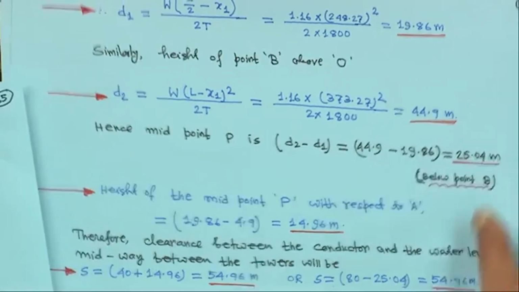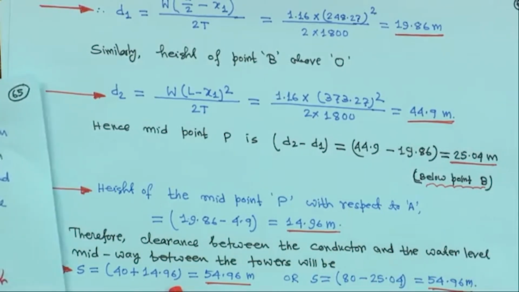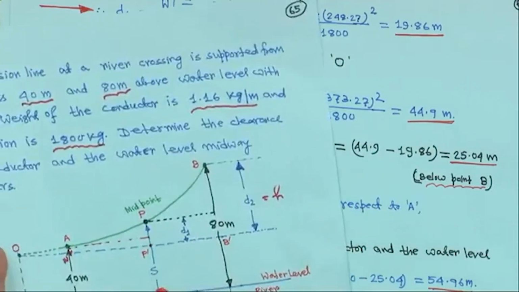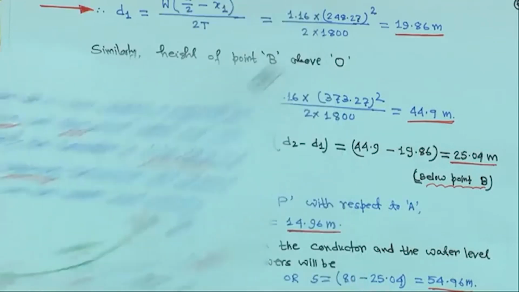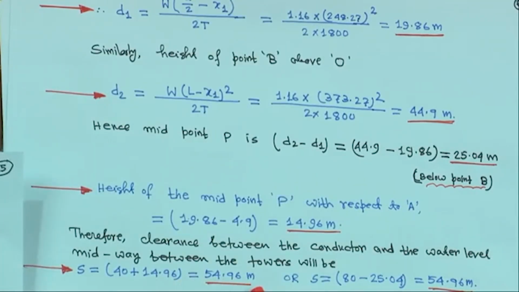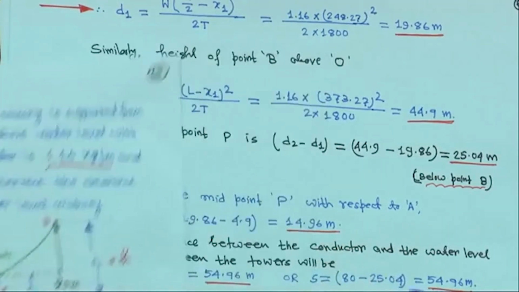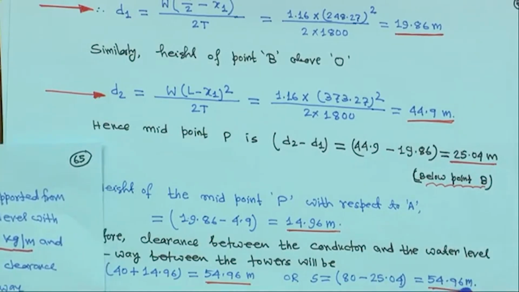So therefore the clearance between the conductor and the water level midway between the towers will be 40 plus 14.96. This is 40, so if this point is A dash, this point is A double dash. From here to here it is 40 plus 14.96, so 54.96 meter. Or otherwise, the opposite way, the total is 80 and this one you have got is 25.04. So S is equal to 80 minus 54.96 meter.